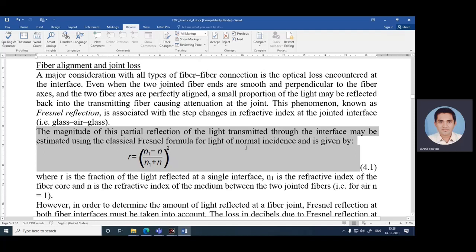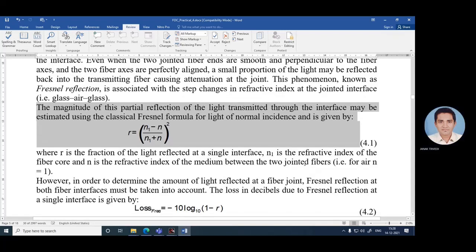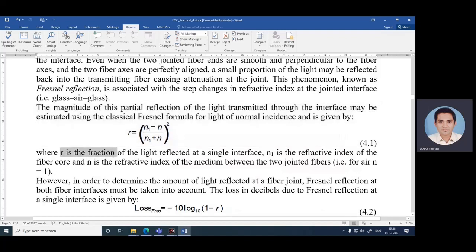The magnitude of this partial reflection of the light transmitted through the interface may be estimated using the classical Fresnel formula for light of normal incidence, and is given by R = ((n1 - n) / (n1 + n))^2, equation 4.1, where R is the fraction of the light reflected at the single interface and n1 is the refractive index of the fiber core and n is the refractive index of the medium between the two jointed fibers, that means for air n equals 1.